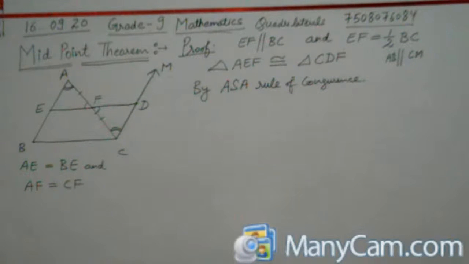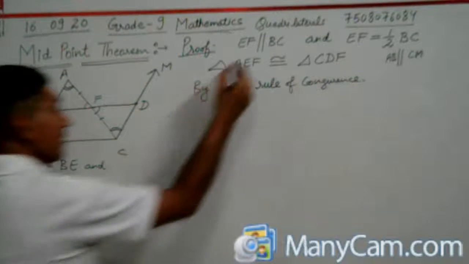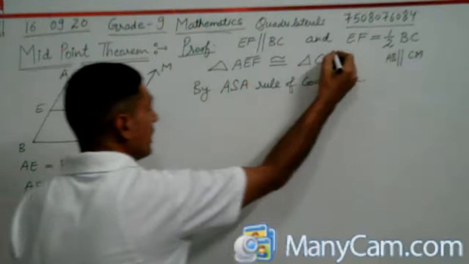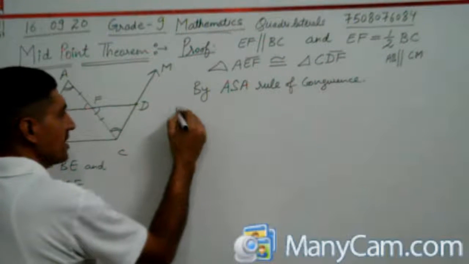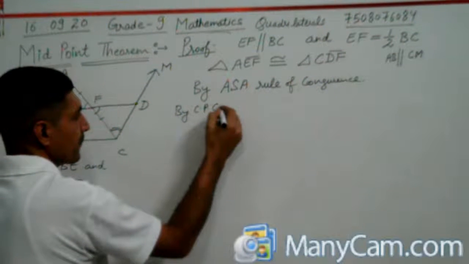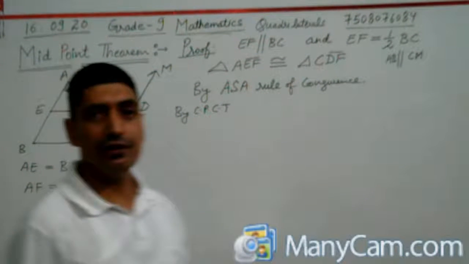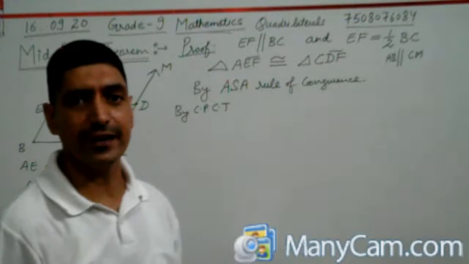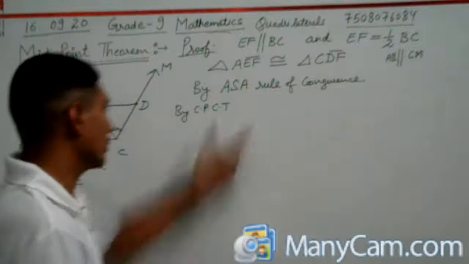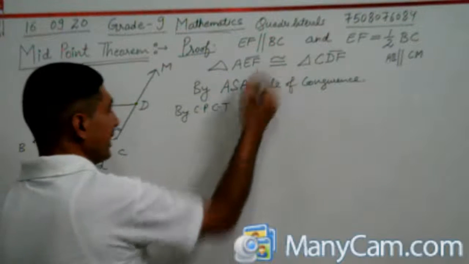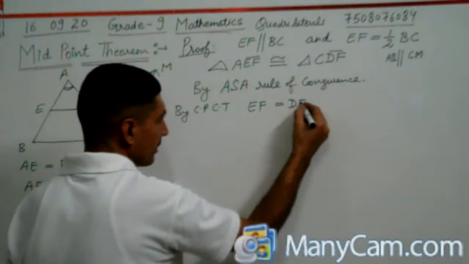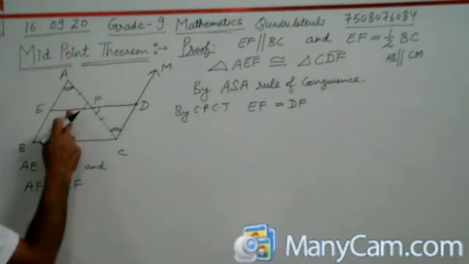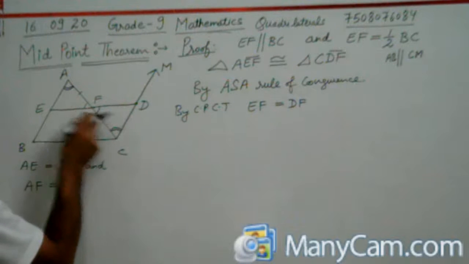By CPCT, what we have here, EF is equal to DF. In the book you will find them saying why. It is up to you what logic you have. By CPCT, your EF corresponding is equal to DF, right? Now EF is equal to DF, but here what is it?